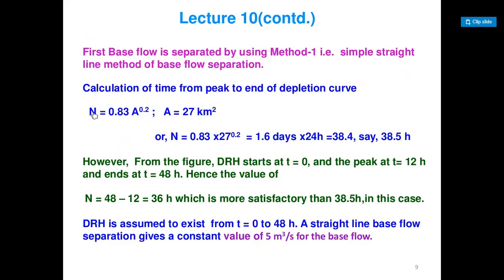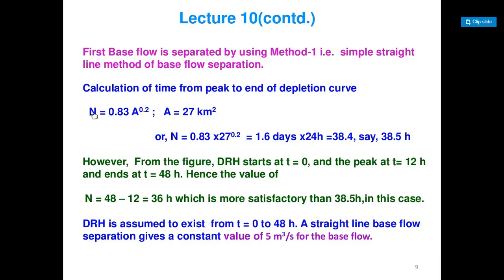So guys, first base flow is separated by using method 1, the simple straight line method of base flow separation. Calculation of time from peak to end of depletion curve: N is equal to 0.83 A to the power of 0.2, where A is equal to 27 square kilometers. So N is equal to 0.83 into 27 to the power of 0.2, that is equal to 1.6 days, into 24 hours, 38.4, say 38.5 hours.